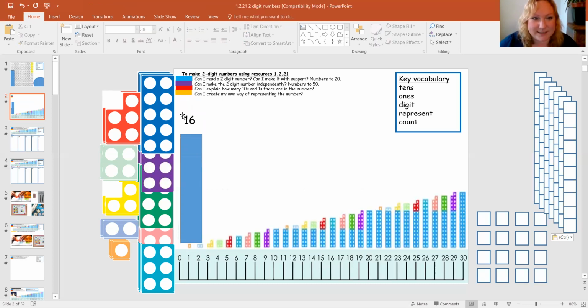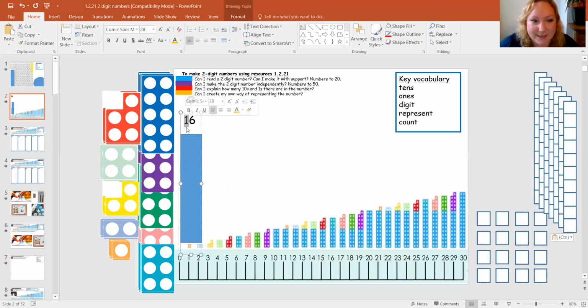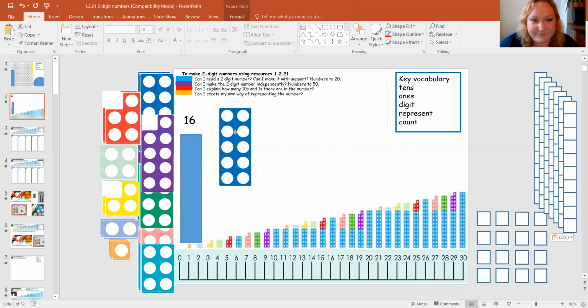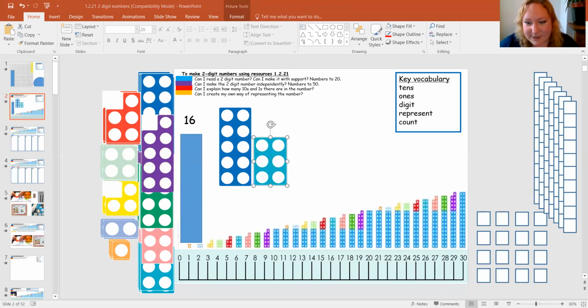16. I'm going to make it to prove it. How many tens do I need? 1 ten. And how many ones do I need? 6 ones. So I've got 1 ten. I'm worried that's going to mean you can't hear me, so we'll just have those beeps going on. 1 ten and 6 ones makes 16.